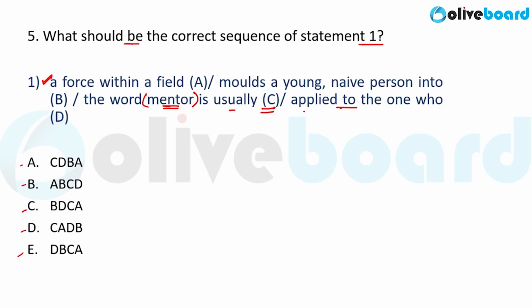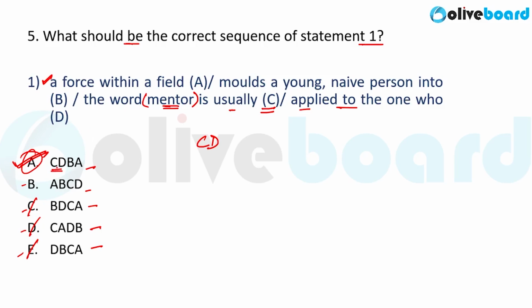So parts C and D form a pair. C and D form a pair. Now if you were to go through the options, options A and B mention CD as a pair. The rest of the options do not mention CD as a pair. So these options can be negated. And only in option A is CD beginning the sentence. So here option A is the correct answer. Now let us verify what the sentence says. The word mentor is usually applied to the one who molds a young naive person into a force within a field.